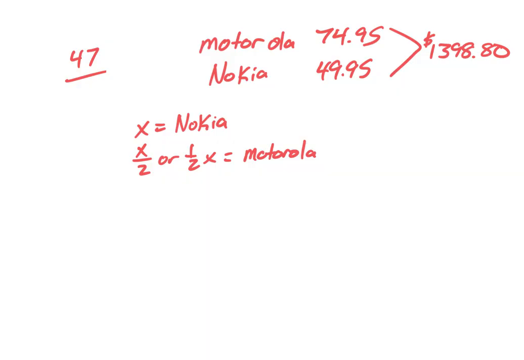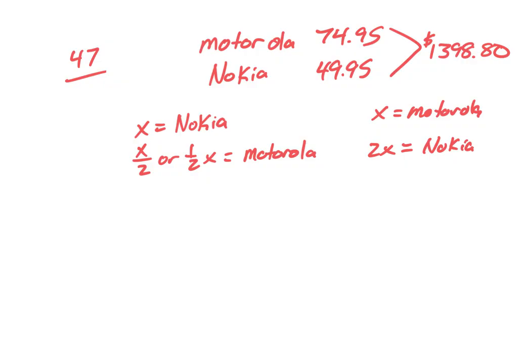I think I heard somebody say something. Yeah, perfect. X equals Motorola, and 2X equals Nokia. Okay? If I had to compare these two, would I rather do this one or would I rather do this one? Probably the second one, right? Because we don't have any fractions. A lot cleaner, a lot easier to go through.